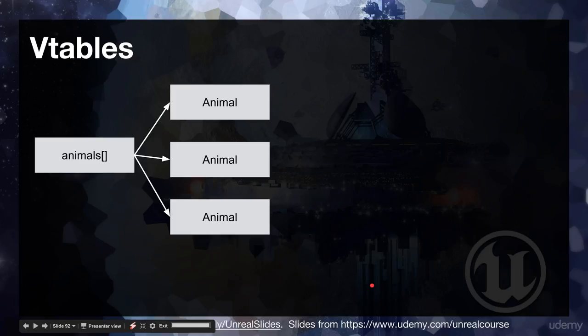We've got this array of animals. So it's an array of pointers to animal objects. But remember that the compiler doesn't know what type of animal objects they are at this stage, it just knows that they are animal objects.